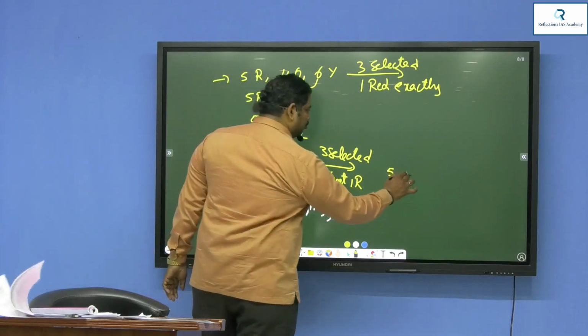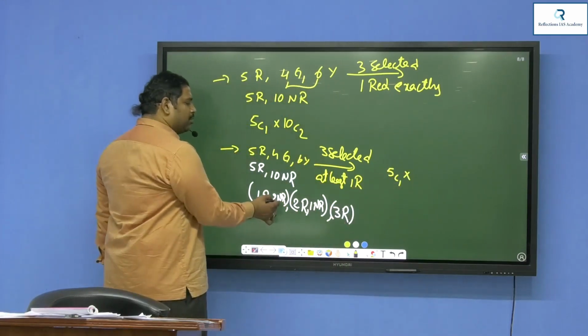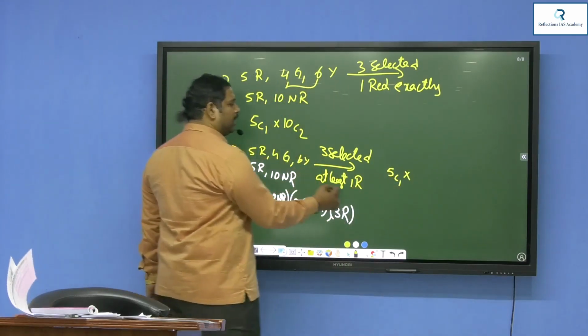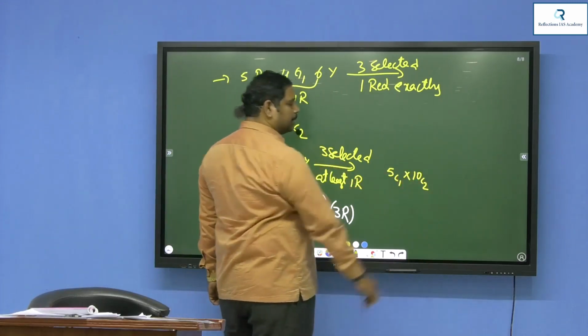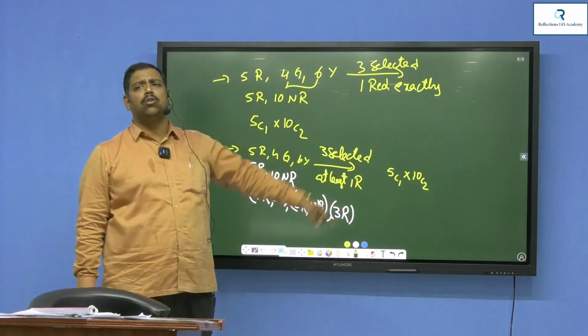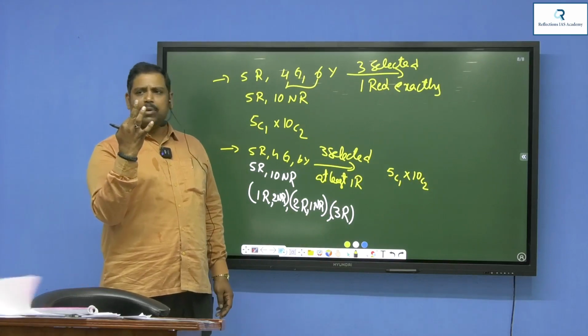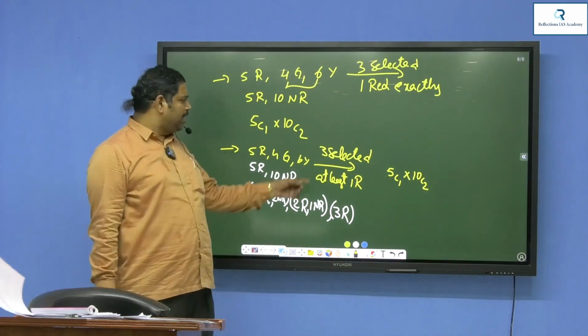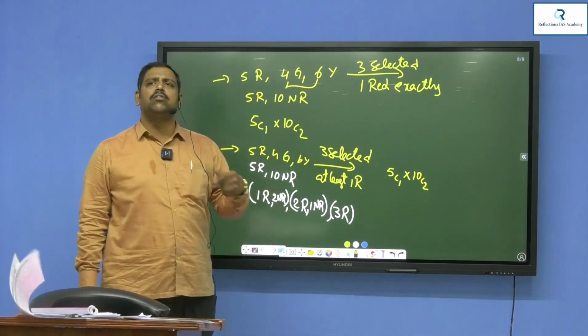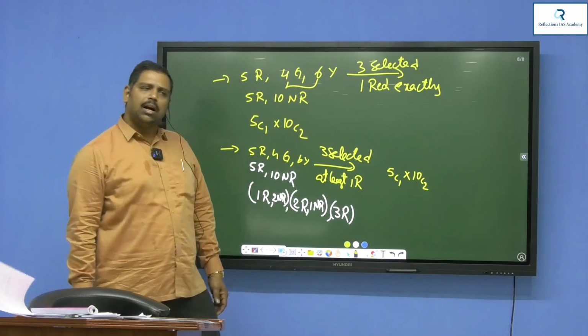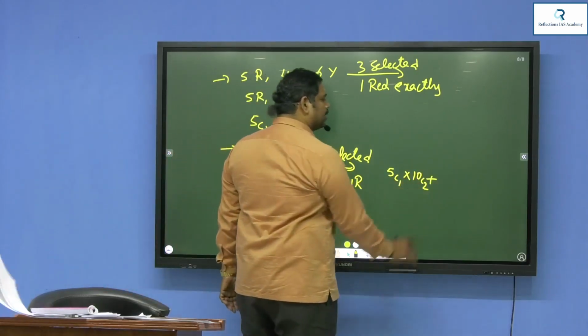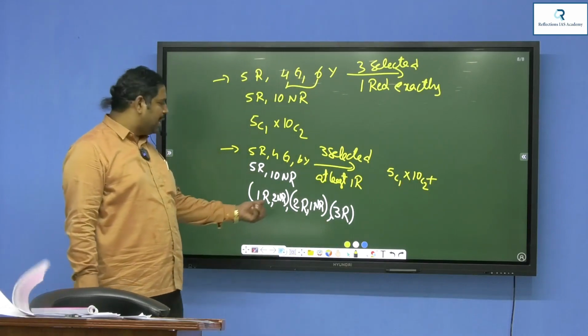So, I am going with into. How many non-red do you have to select? 2. From the 10, you have to select 2. That can be done in 10C2 ways. How many you selected now? 3. How many you have to select? 3. Now, the work is completed. Completed means plus.